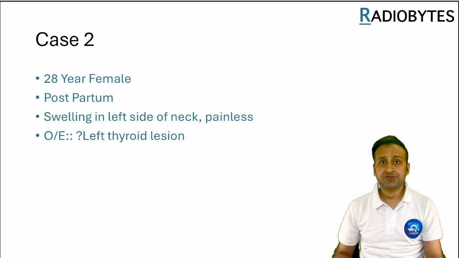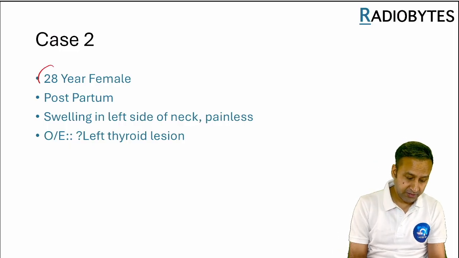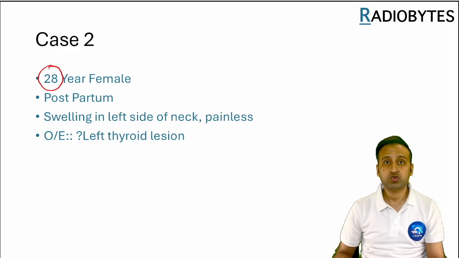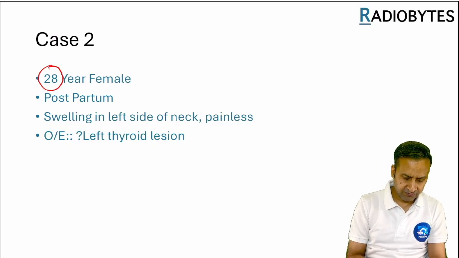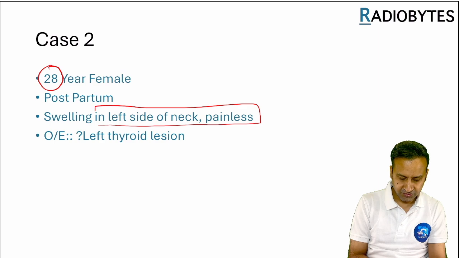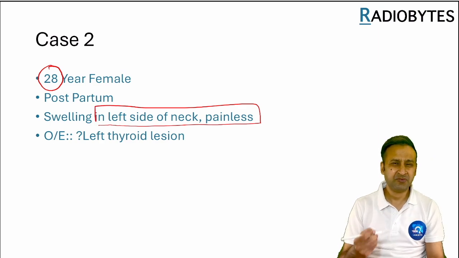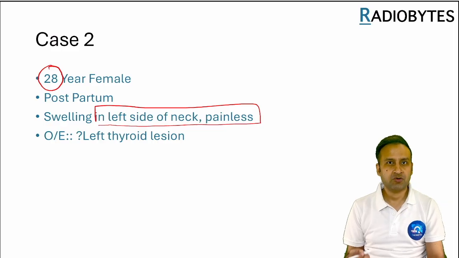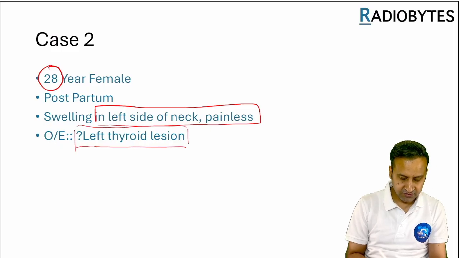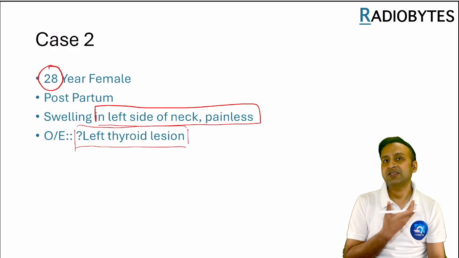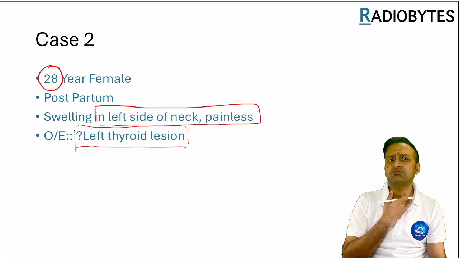Well, this is again an interesting case. This is a case of a 28-year-old female who was postpartum. And during this postpartum period, she developed a swelling in the left side of the neck, which was painless. Now, whenever we see painless swellings in the neck, it's always suspicious because we first think about malignant lymph nodes or maybe tubercular lymph nodes. On examination, the clinician was sure that this is probably a left thyroid lesion because this swelling was not lateral, but rather it was medial in location.